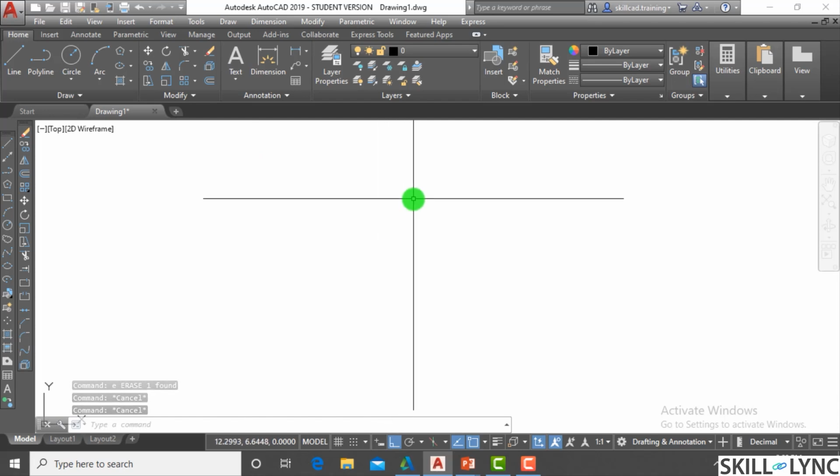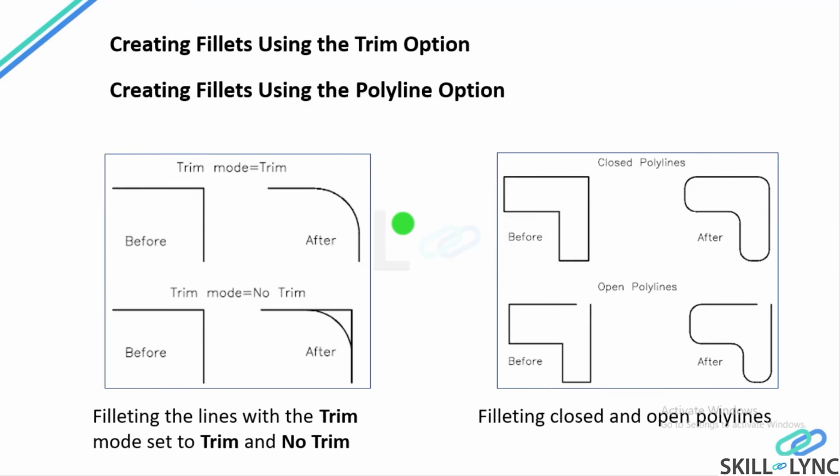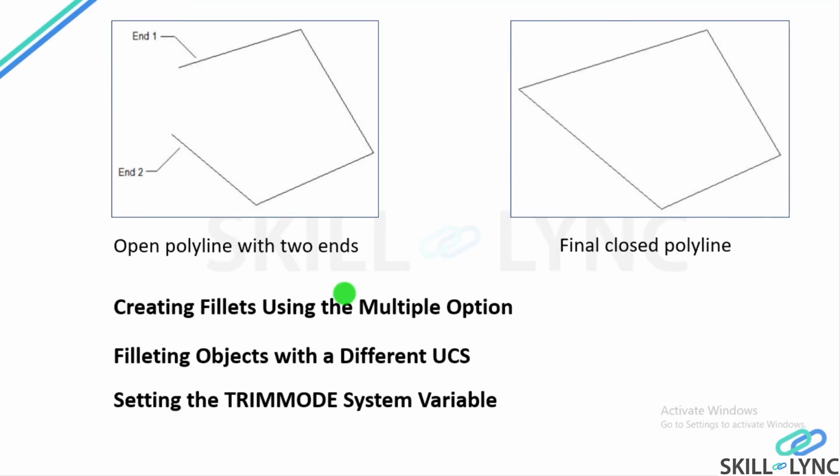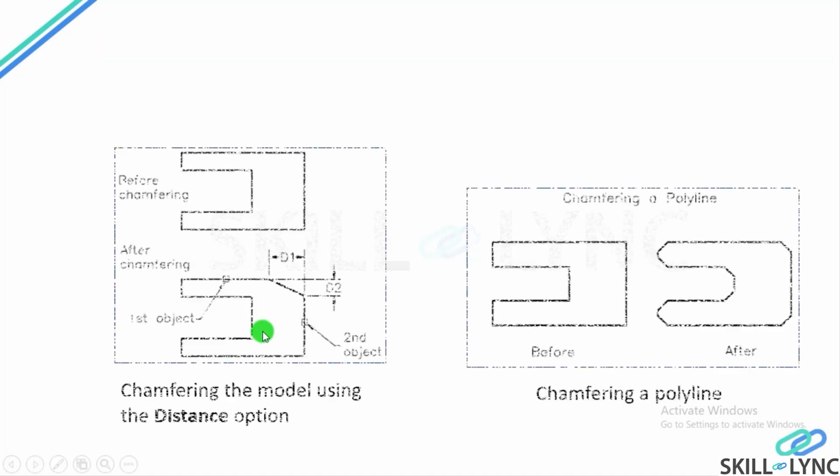Now let's come to the next option where we have the chamfering option. These are all the options for filleting. So let's come to the chamfering option. Chamfering has two modes. One is the distance mode and one is the angle mode. So we will discuss how the chamfer works.